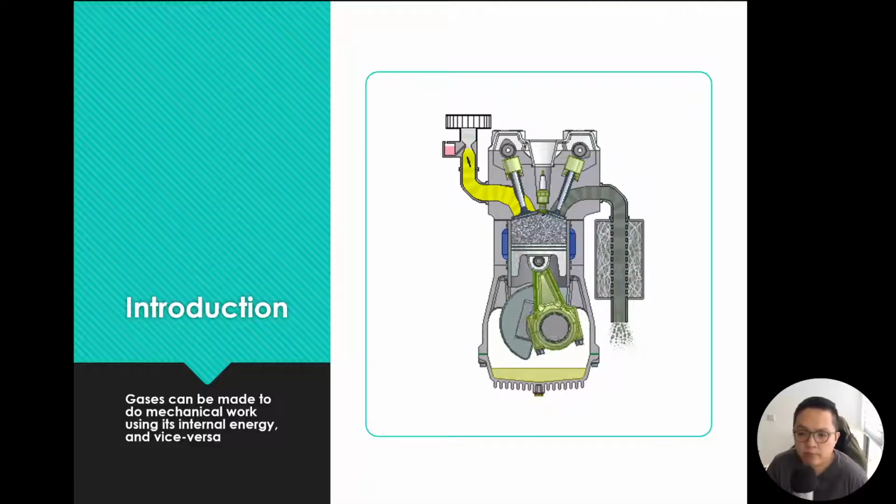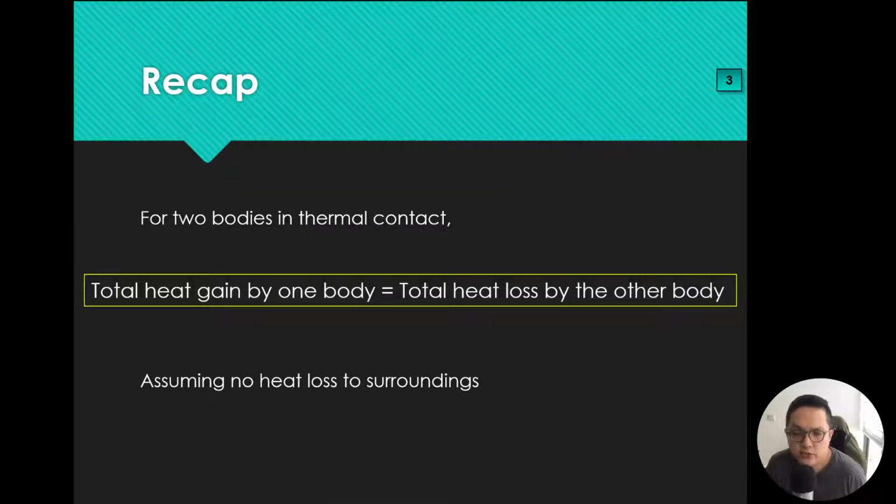Okay, so let's recap a very basic concept. For two bodies in thermal contact, the total heat gained by one body is equal to the total heat lost by the other body. This is assuming there's no heat loss to the surroundings. That means, let's say I have object A and object B. A is losing heat to B. Whatever heat is lost by A is gained by B. Note that we don't need to say thermal energy or heat energy. We just say heat straight away. That is fine.